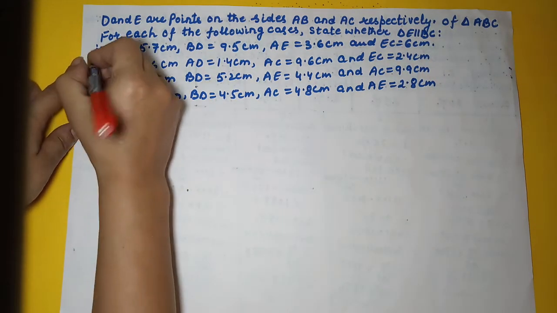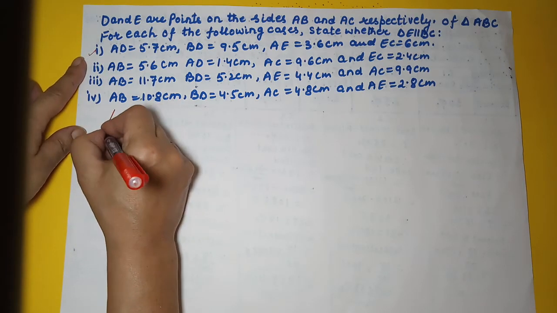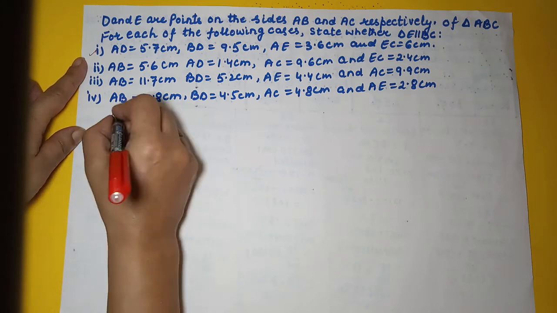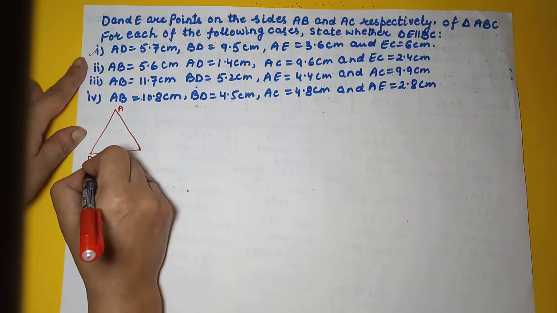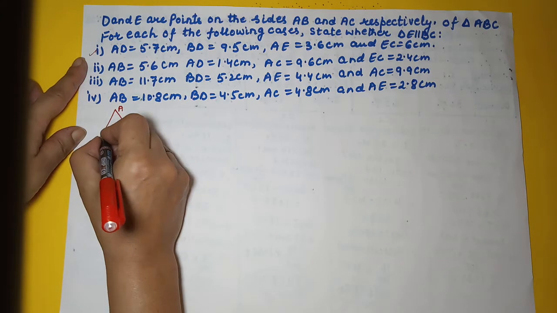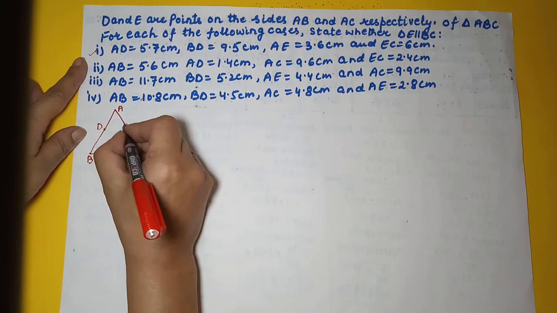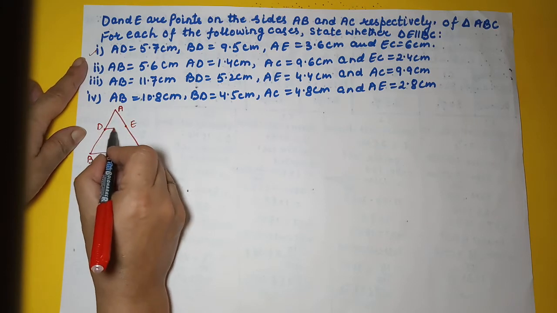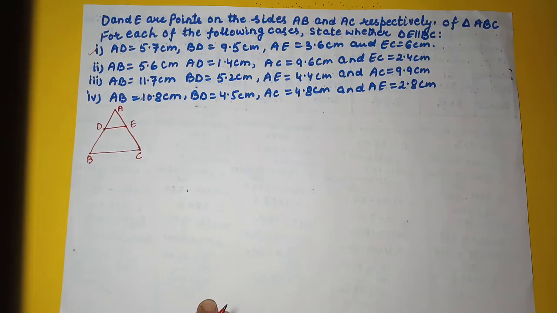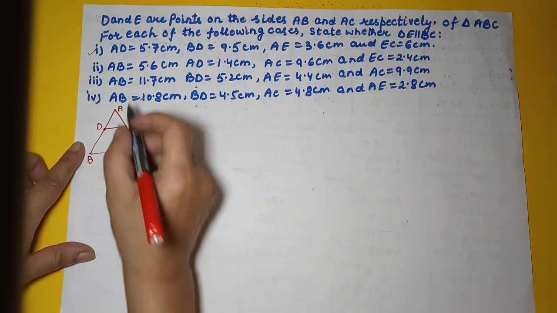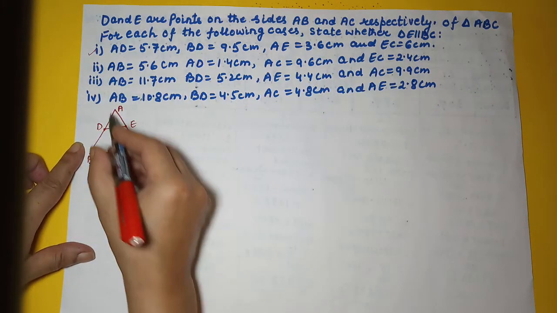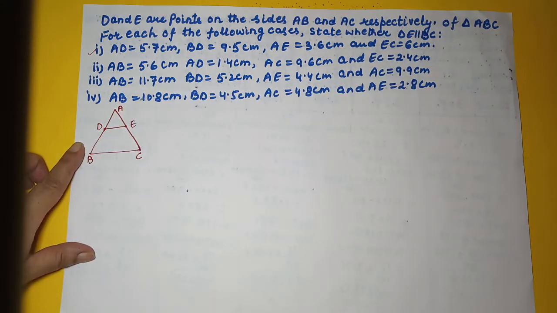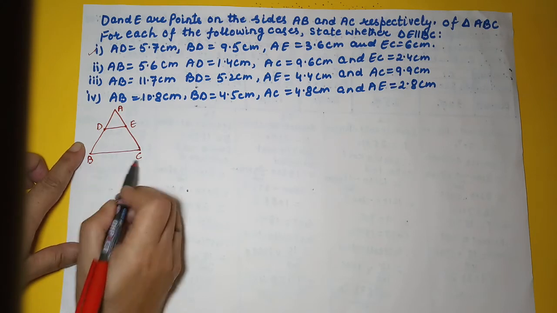So let's take the case first and draw a triangle like this, where we have a triangle ABC and D and E are the points on the sides AB and AC respectively. D is on the side AB, E is on the side AC, right? So now we have to prove that if the measurements of the sides of the triangle ABC are these, then prove whether DE is parallel to BC.